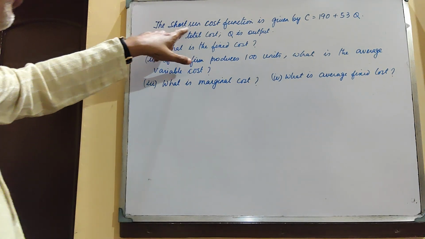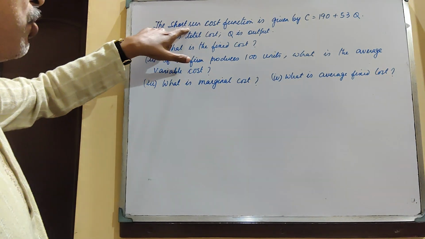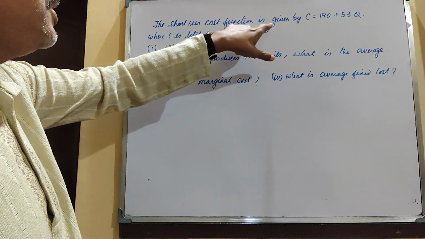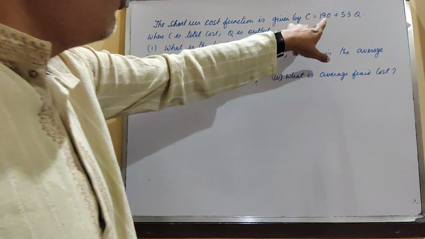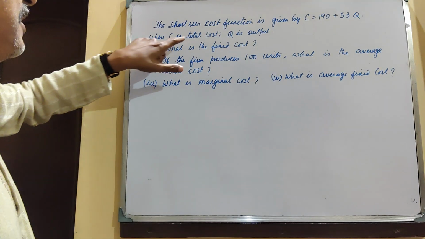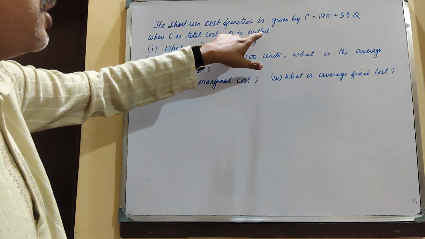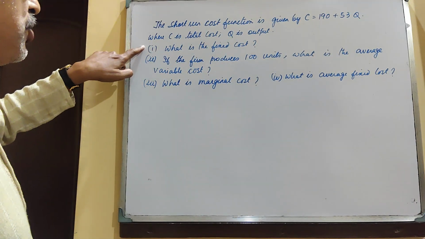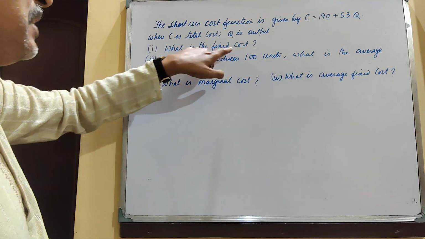Hello, in this video we want to solve this question. The short run cost function is given by C equals 190 plus 53Q, where C is total cost, Q is output. The question, part 1, what is the fixed cost?